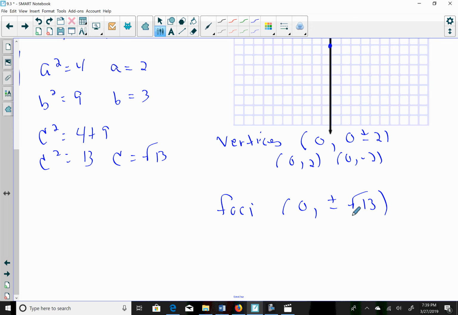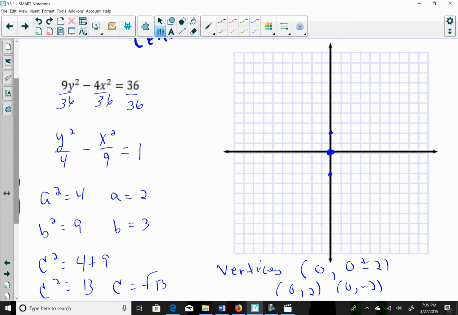And for my foci, I can leave it like that, but just so I know how to graph it, the square root of 13 is approximately 3.6. So when I go to sketch my foci in here, I'm going to go up about 3.6. 1, 2, 3.6. 1, 2, 3.6. So there's my foci. But remember, these are the points that I'm using to graph it. I'm not using my foci.